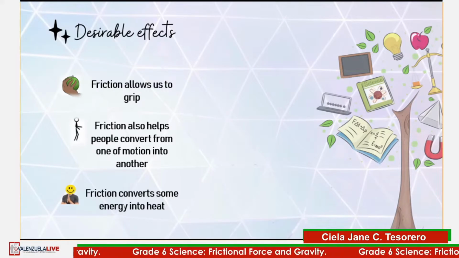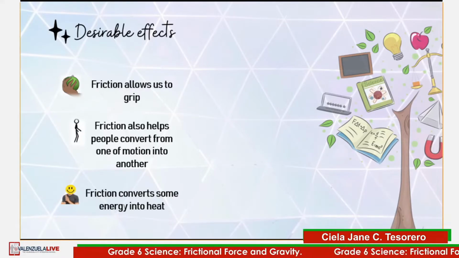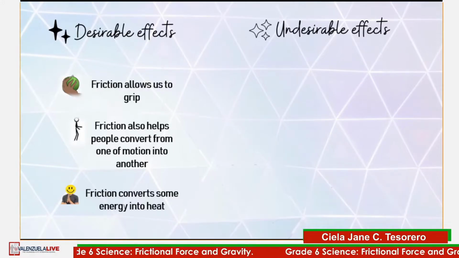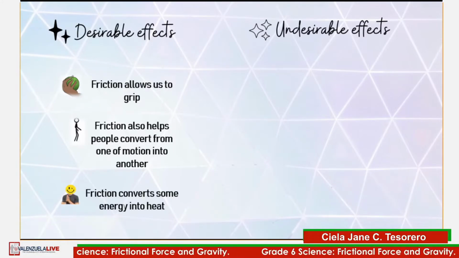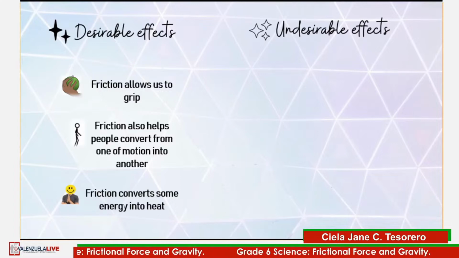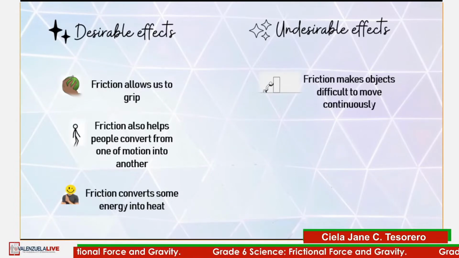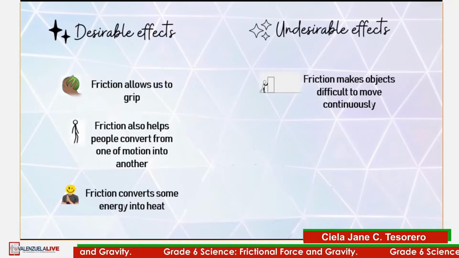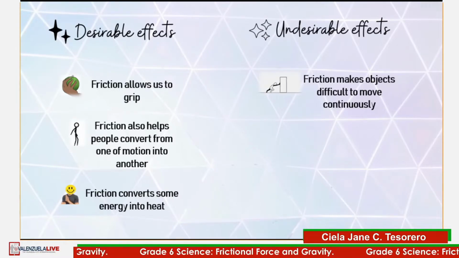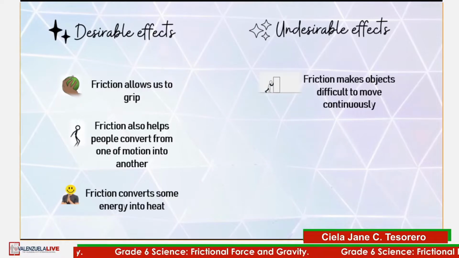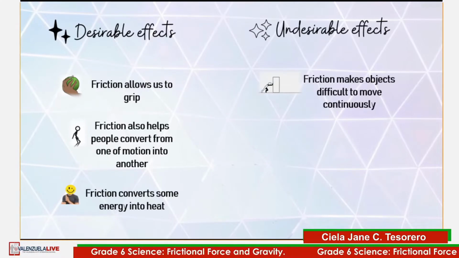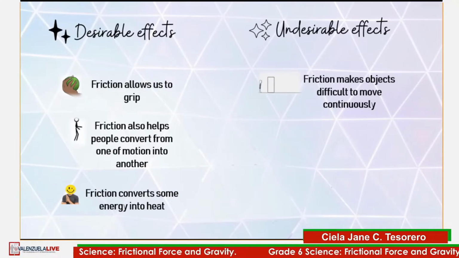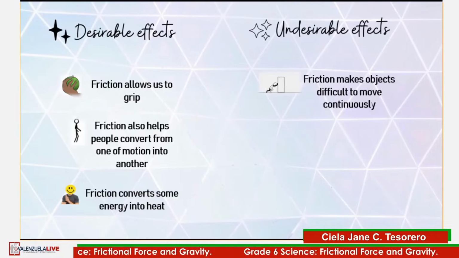But not all effects of friction are desirable. There are also undesirable effects of friction, and these are: first, it makes objects difficult to move continuously. To overcome friction, a lot of energy is wasted. An example is when we push a fully loaded pushcart in the grocery store. We must put a lot of force to continuously move the pushcart.